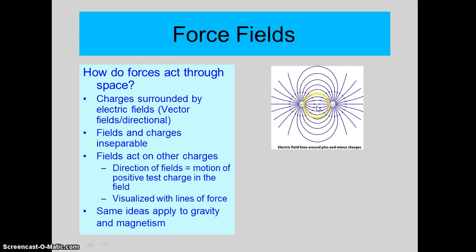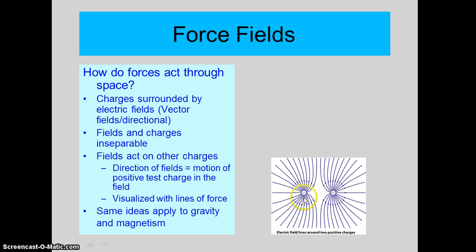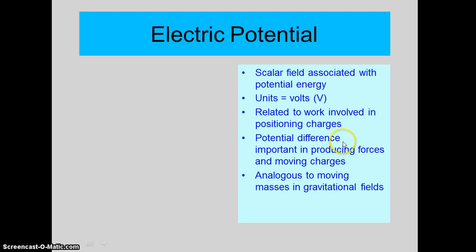This is a positive and a negative, and notice the arrows leave the positive charge going away from it, and then they terminate on the negative charge. So these are the electric field lines in 2 dimensions. If there were 2 negative charges, it would look the same, but the arrows would be pointed the other way. Okay, so we're not really going to do anything with that.